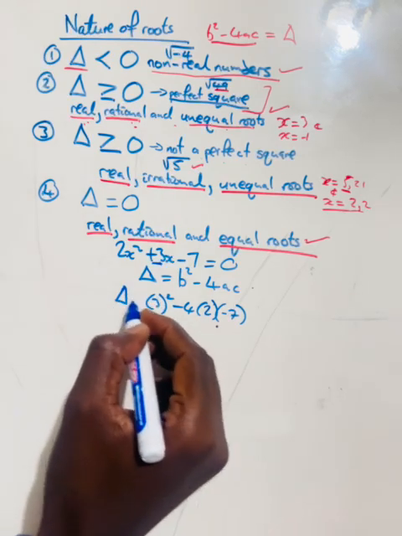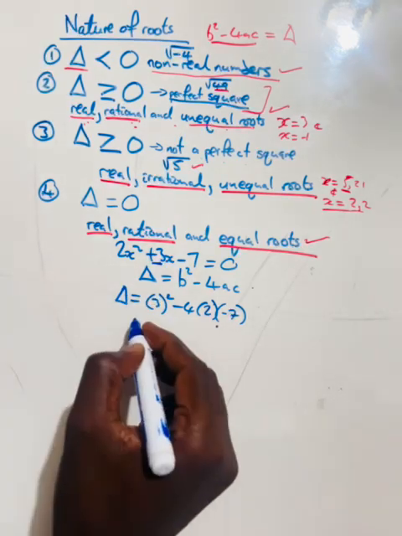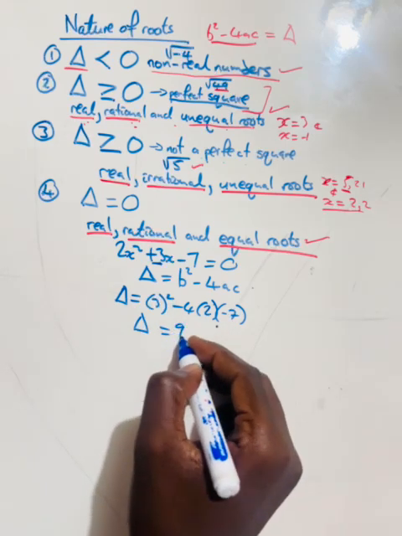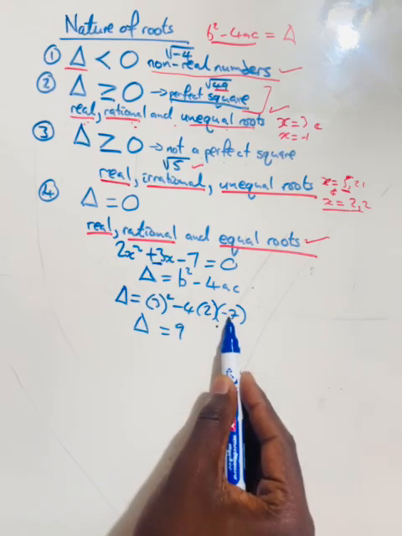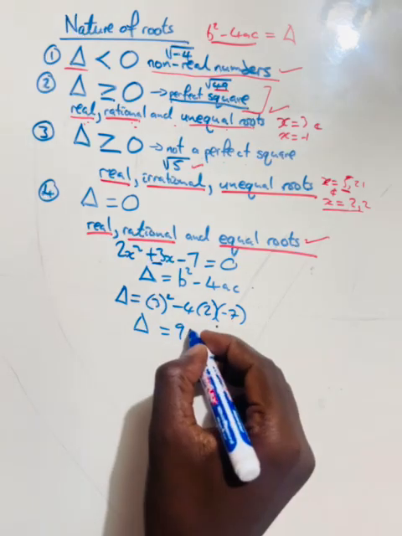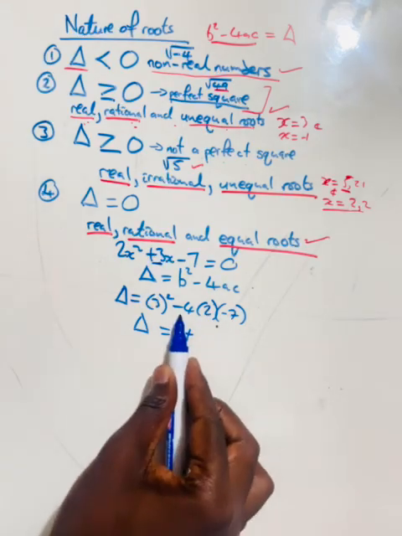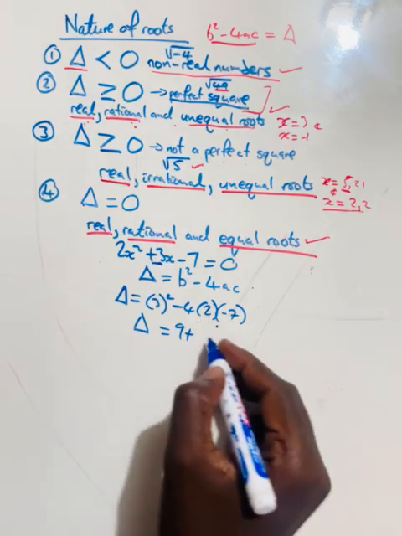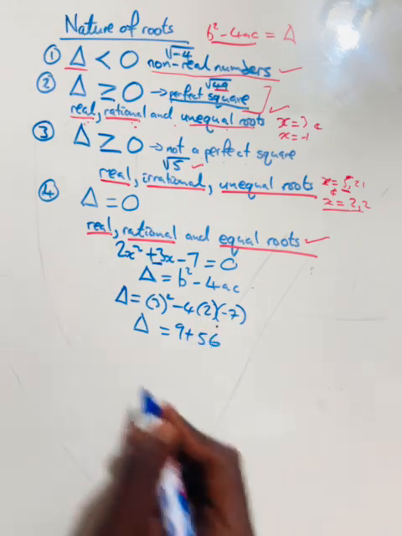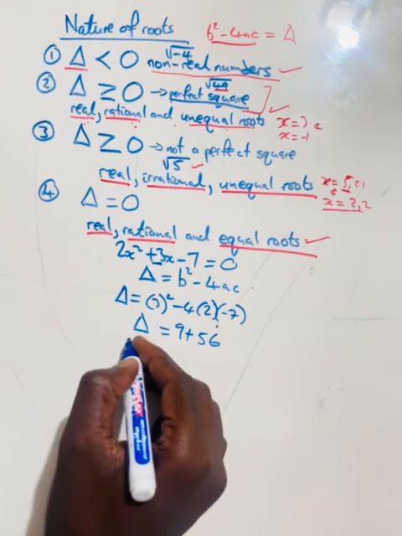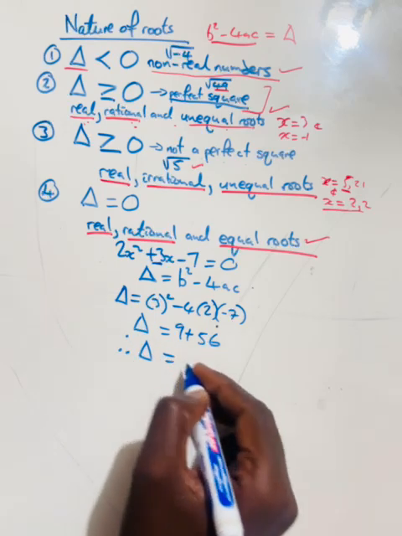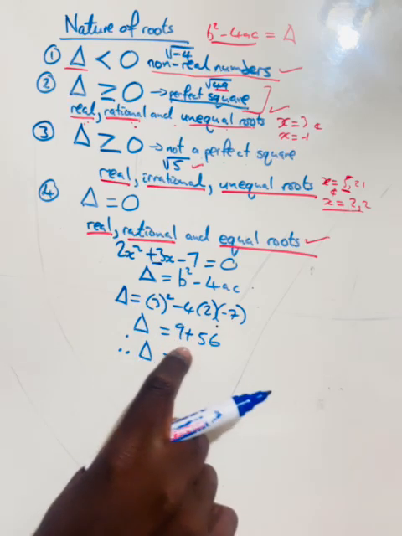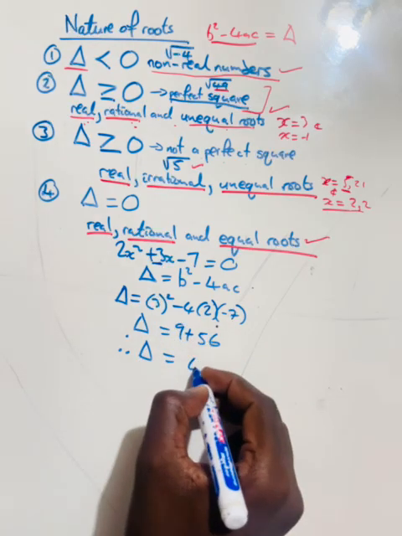So delta is equal to, now we say delta is equal to 3 squared, which gives us 9, and this negative multiplied by that negative gives us a positive. Then 7 multiplied by 4 gives us 28. 28 multiplied by these 2 gives us 56. Therefore delta is equal to 56 plus 9. If I take 4, it becomes 60. There are 5 remaining here, which is 65.